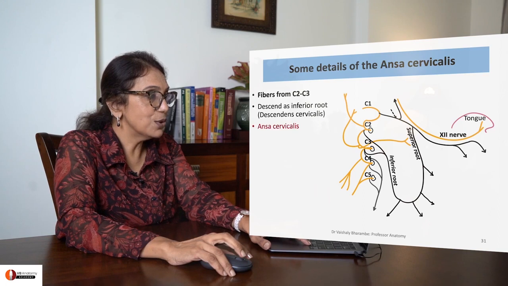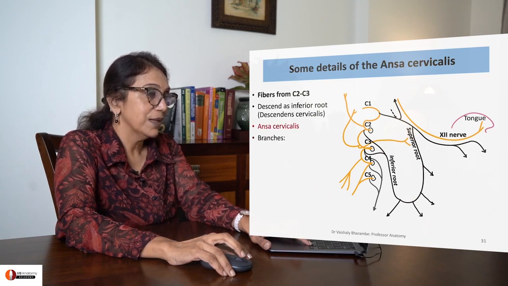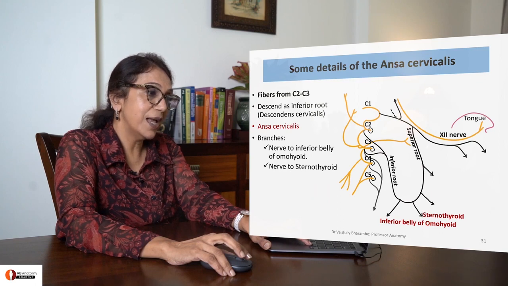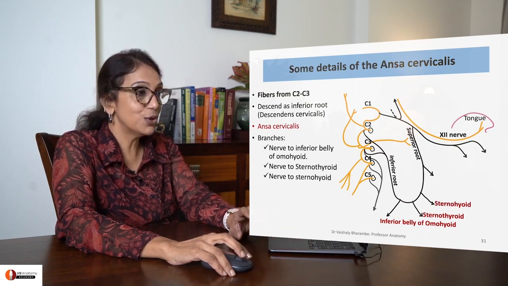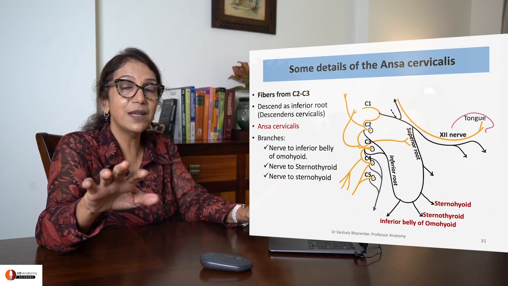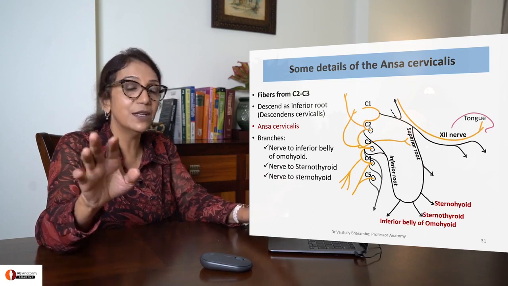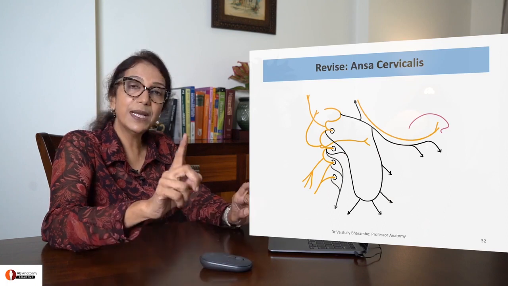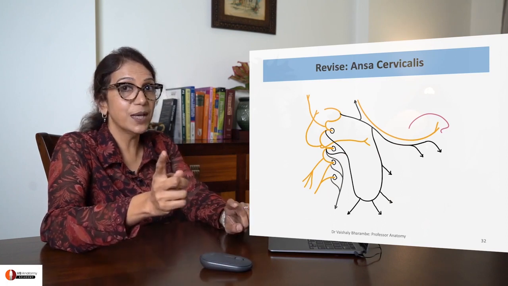Okay, this goes on to supply the inferior belly of omohyoid, sternothyroid and sternohyoid. You saw that all the infrahyoid muscles are now receiving their nerve supply. Right. So let's quickly revise and then we'll be drawing this, okay?